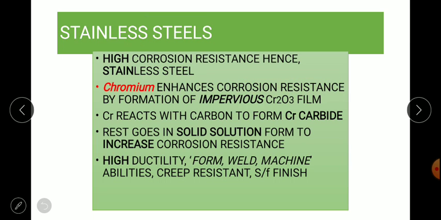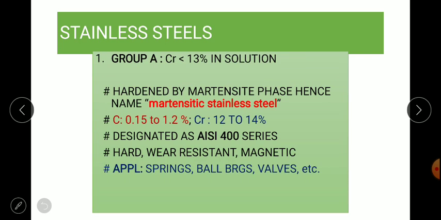Other elements are also present, but the most important element giving very high corrosion resistance is chromium. Chromium reacts and forms carbide, and the remaining chromium goes into solid solution, which again resists corrosion. It also has high ductility, good weldability, creep resistant property, and good surface finishing properties. Usually stainless steels are classified into three types. The first type is group A.